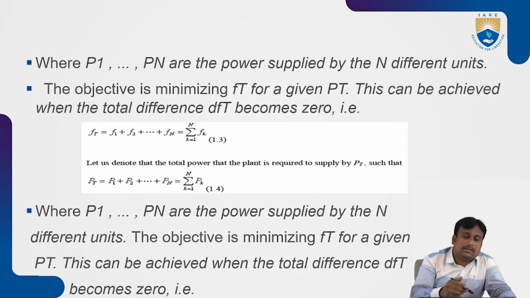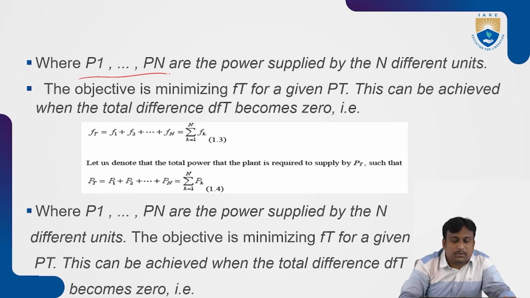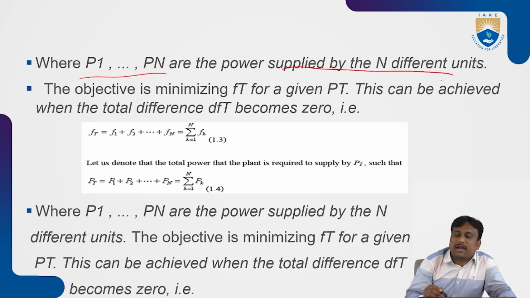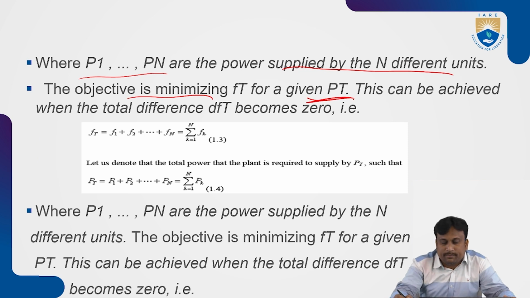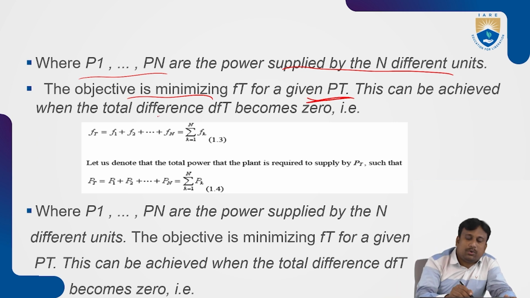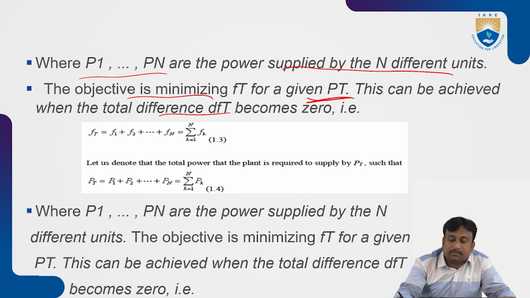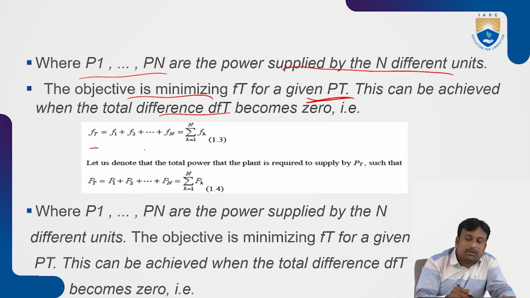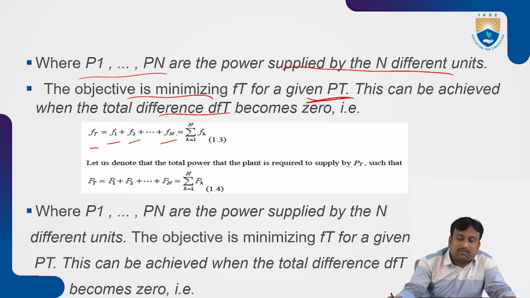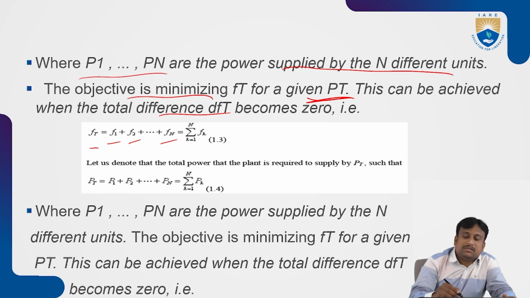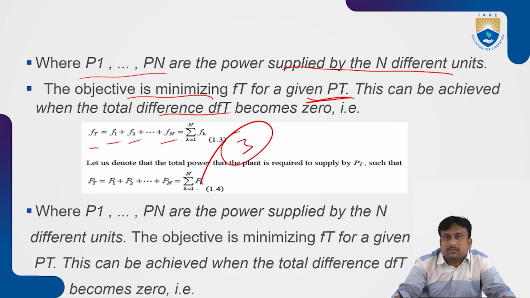Next, here the variables P1, P2 up to Pn are the power supplied by the n different units. So the objective is to minimize the total cost of the fuel for a given particular period of time. This can be achieved when the total difference, that is dFt, becomes 0. That is Ft equals F1 plus F2 plus so on up to Fn, which equals the summation k equals 1 to n of Fk. This is treated as equation 3.